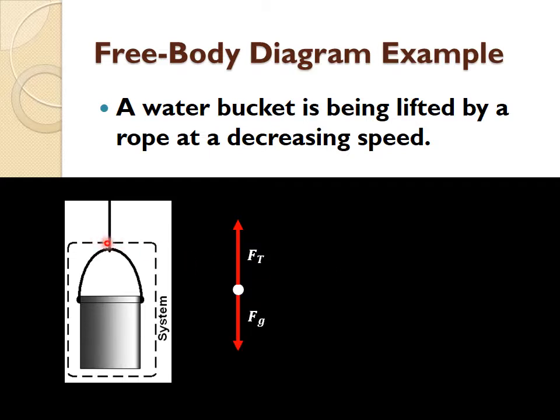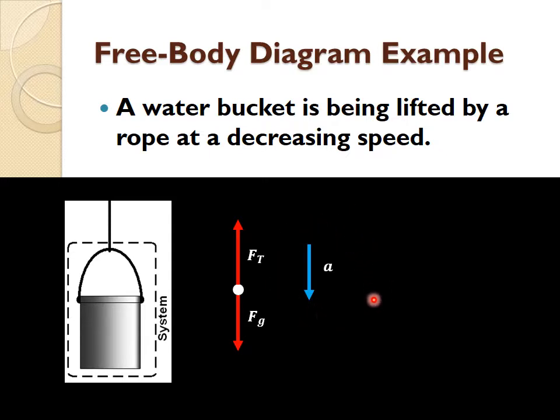The tension we know is there because it's a contact force. Gravity we know is there because we're on Earth, and gravity is going to be pulling down as long as we're in the gravitational field. It says that the bucket is being lifted, so the velocity is upward, and it's decreasing in speed, so that means the acceleration has to be downward.